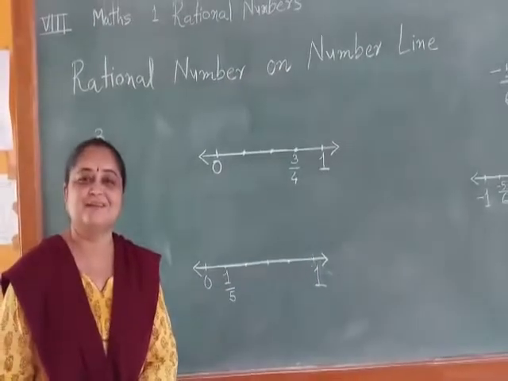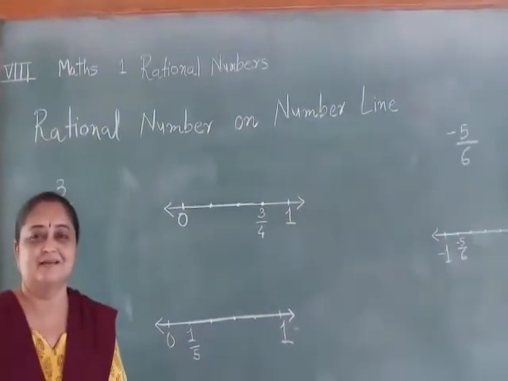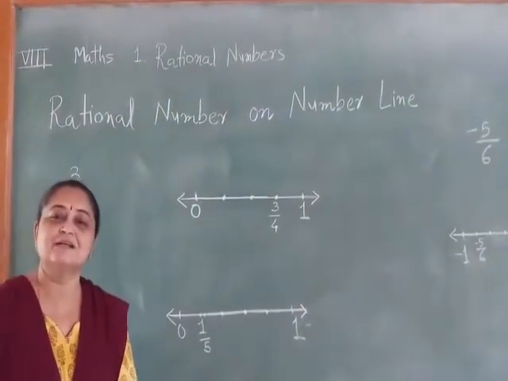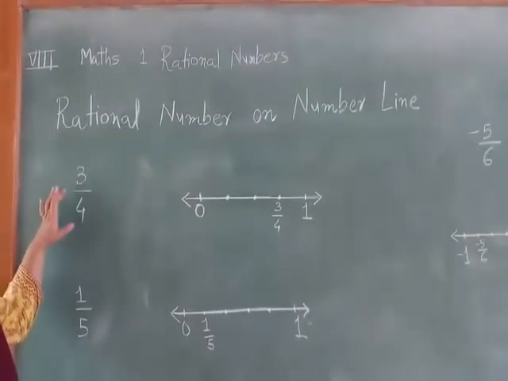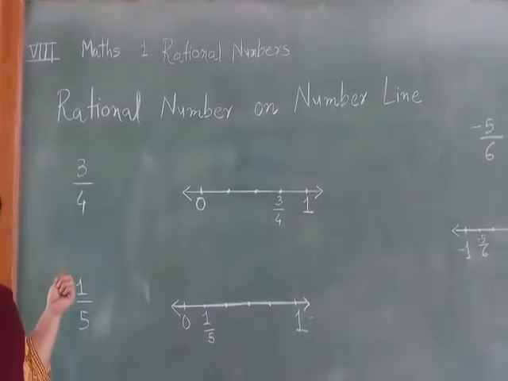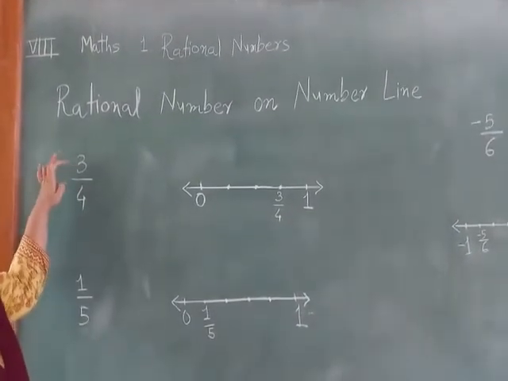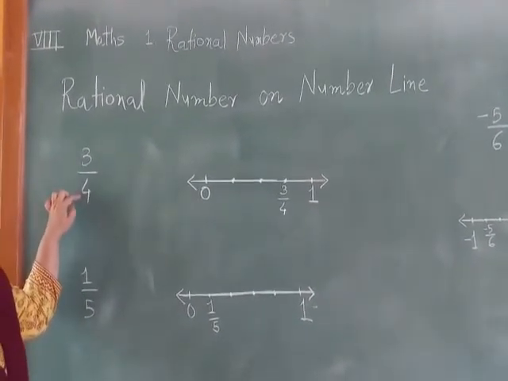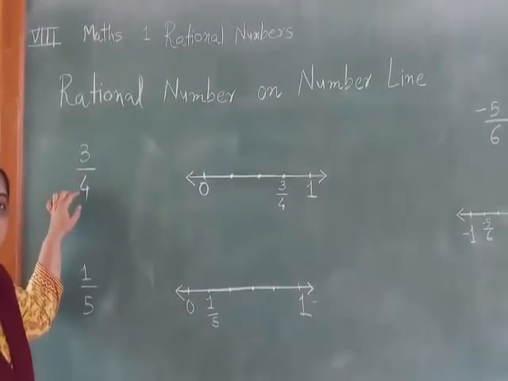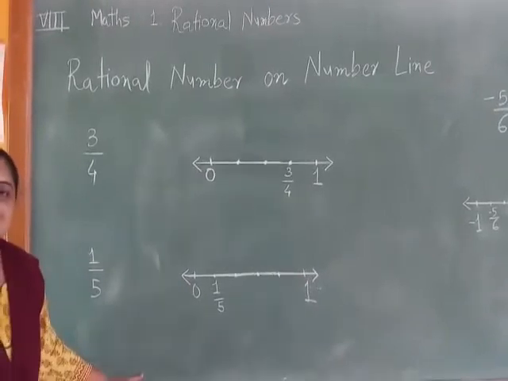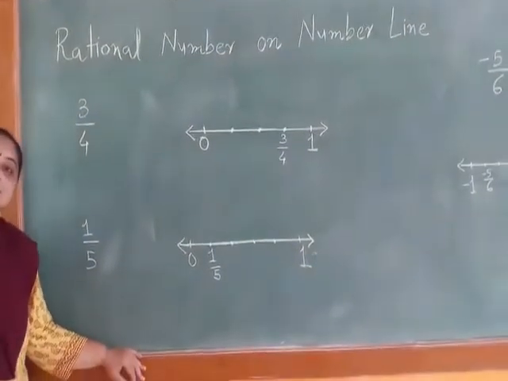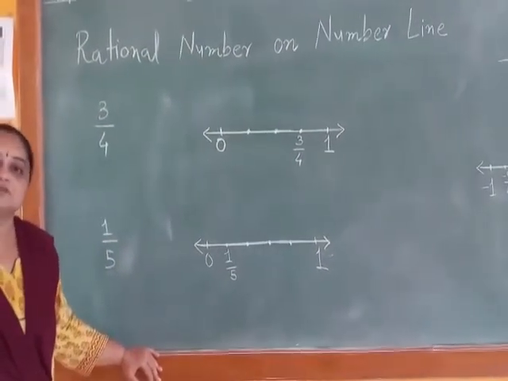You are familiar with the number line. How do we represent a rational number on the number line? Let's see. I am taking one question, 3 by 4. Now this is the numerator and denominator. If the denominator is bigger than the numerator, that number is always between 0 and 1. And if the number is negative, then that number is between 0 and -1.